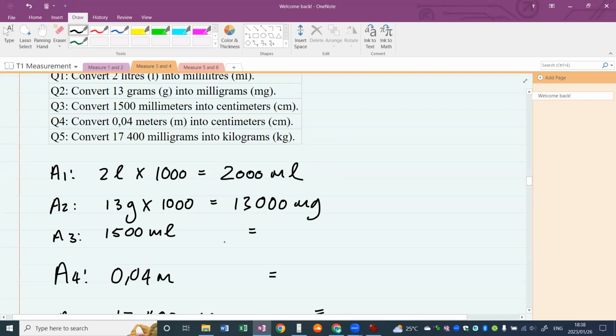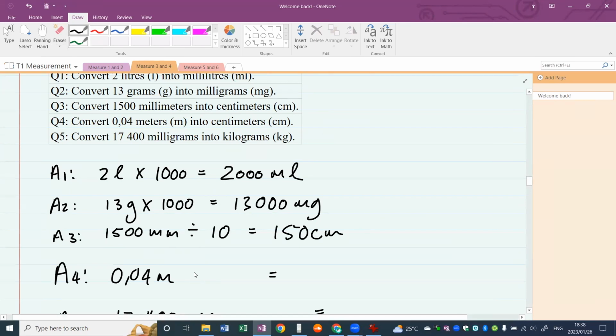All right, 1,500 millimeters to centimeters. We're going from smaller to bigger here, so we're going to need to divide. From millimeters to centimeters, we have to divide by 10. So that should give us 150 centimeters.